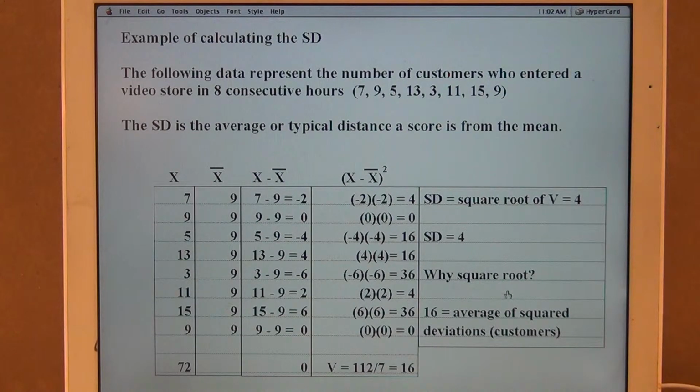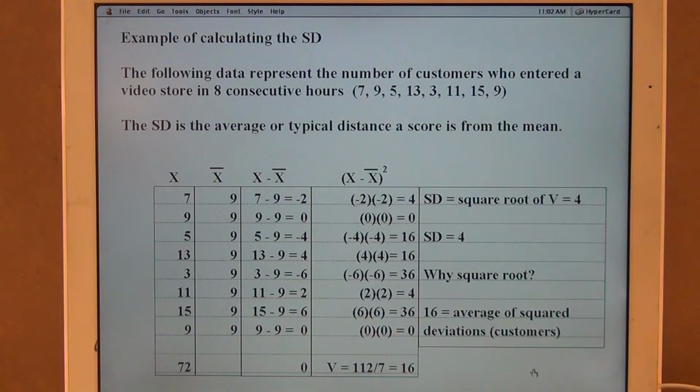And the reason we took the square root is when we squared these numbers, we then were in a different unit of measurement. We were working in square, like square inches or square feet or square yards or square customers, but there's no such thing as a square customer. So we had to bring it back to the initial level that we were at.